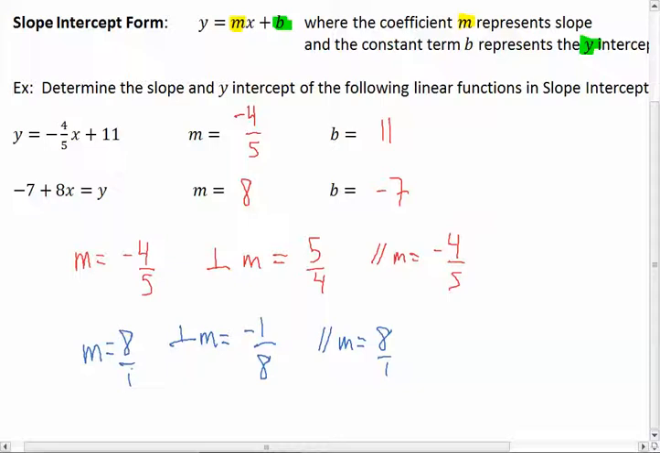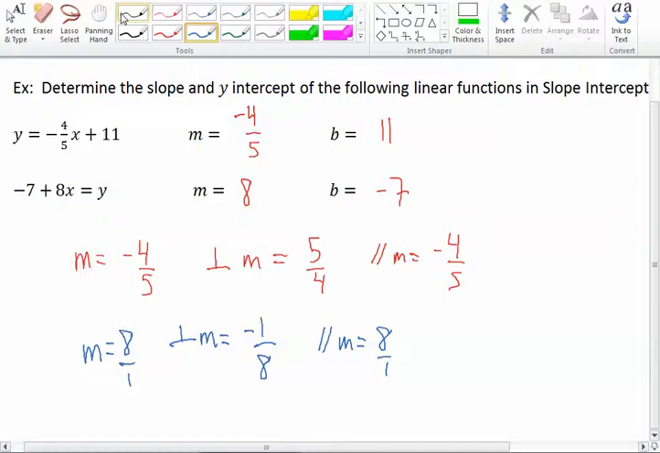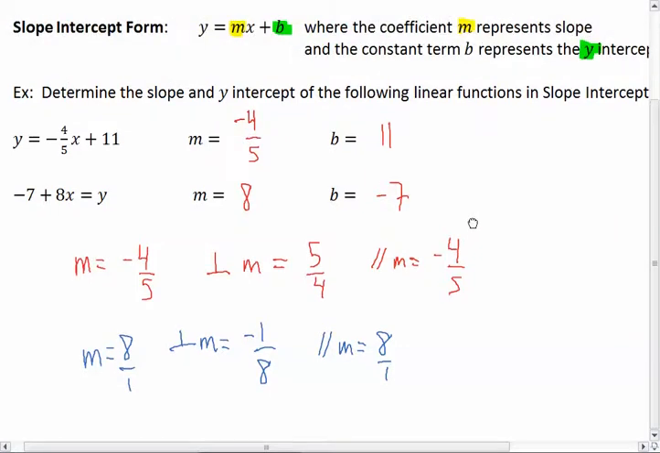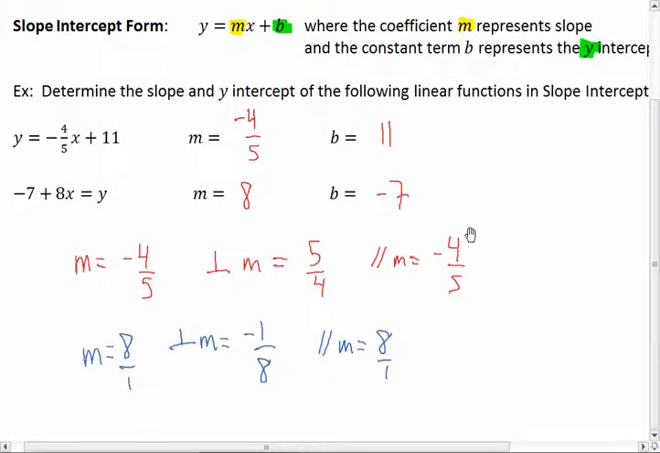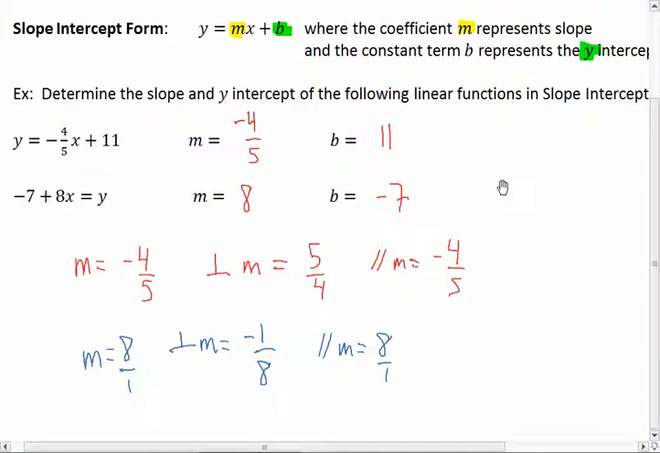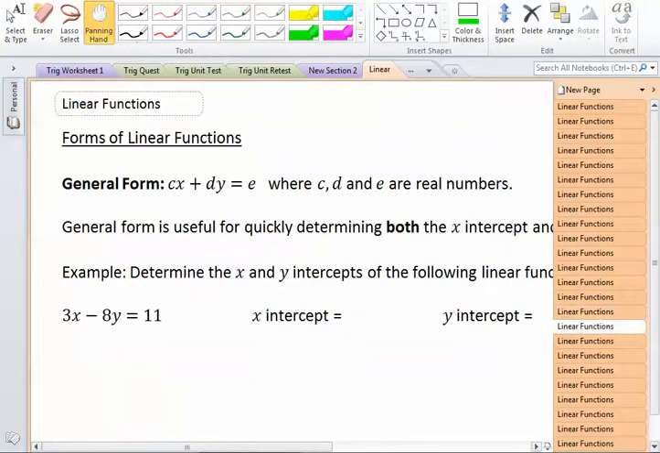So that's slope-intercept form. Slope-intercept form is incredibly useful for finding out what the slope and y-intercept are. It's also super fast for graphing, and from a graph, it's really easy to put it into equation format. Any questions with slope-intercept form? This is a form that we introduced back in grade 9 as well. Okay, moving on to our next one.